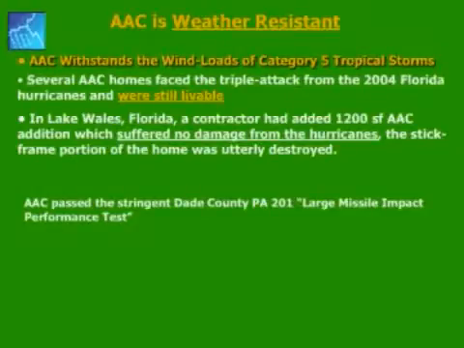AAC passed the stringent Dade County P201 large missile impact test. Let's check out some clips from the day of the test. You can see this 2x4. Wow, this was fast. Let's see it again. This 2x4 was projected at 34.7 miles per hour. And this test was done in 1997 for Dade County, Florida, the most stringent hurricane county in the US. This projectile only indented the AAC by a quarter of an inch.